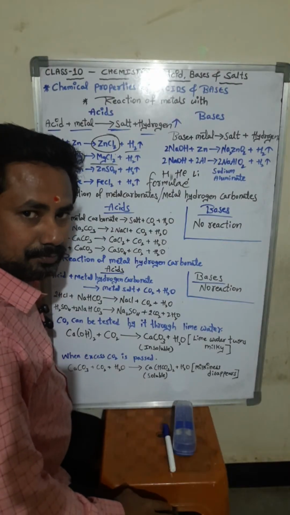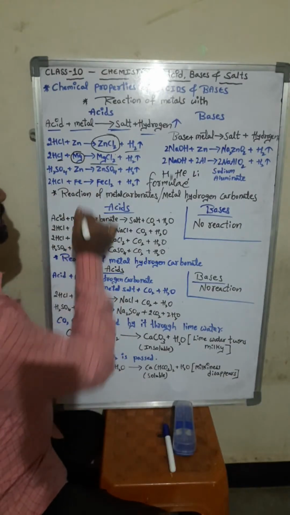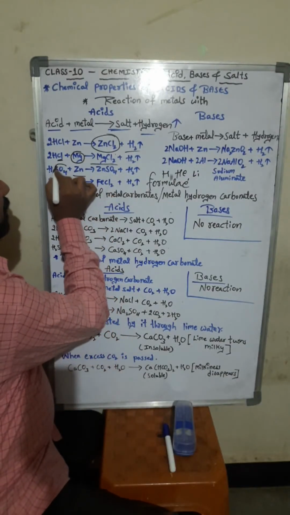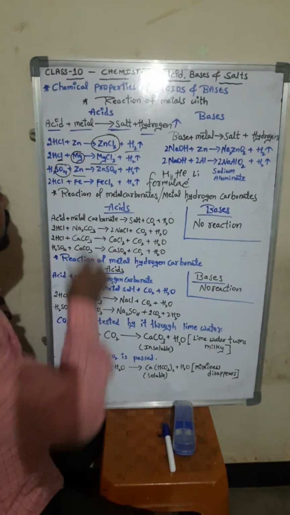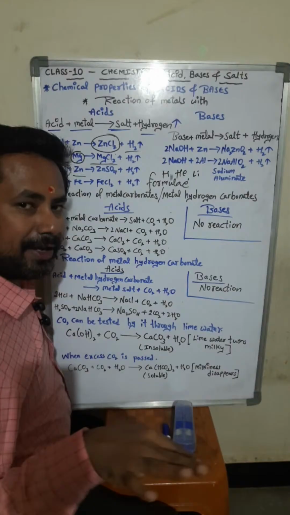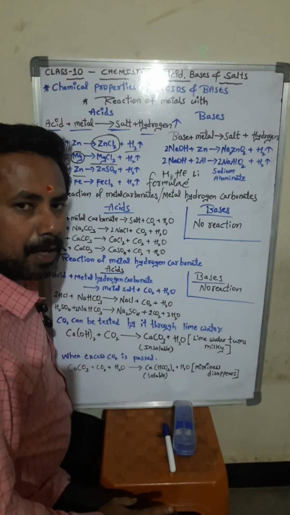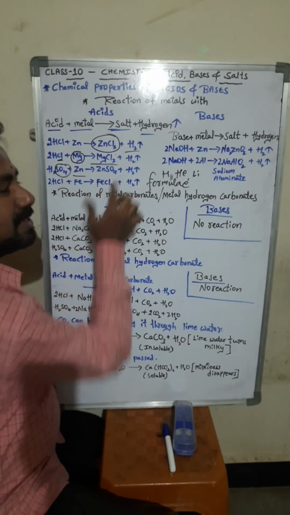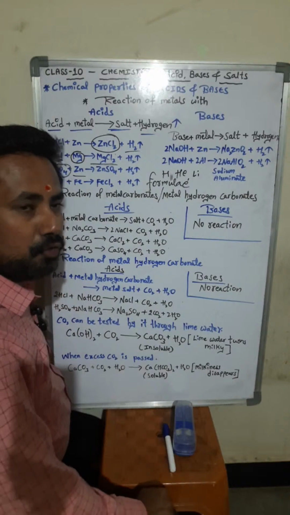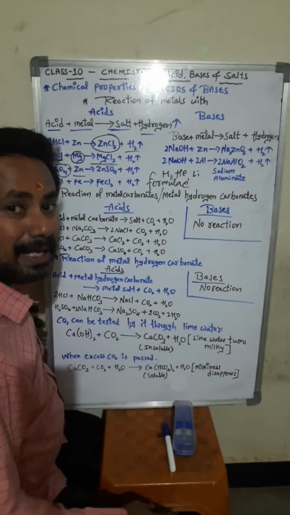Zinc, atomic number 30. So this Zn will combine with this SO4, sulfate. H2SO4 is sulfuric acid, and we can call it hydrogen sulfate. But when it combines with zinc, it will become zinc sulfate, ZnSO4. And this hydrogen gas will be separated and liberated.